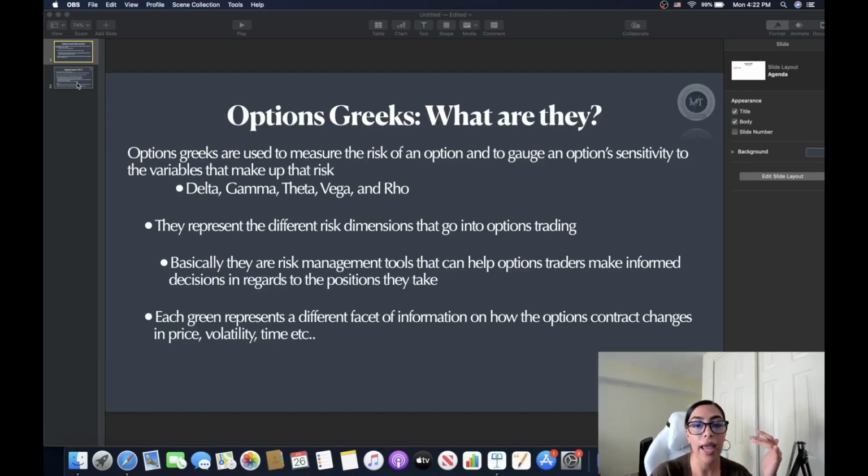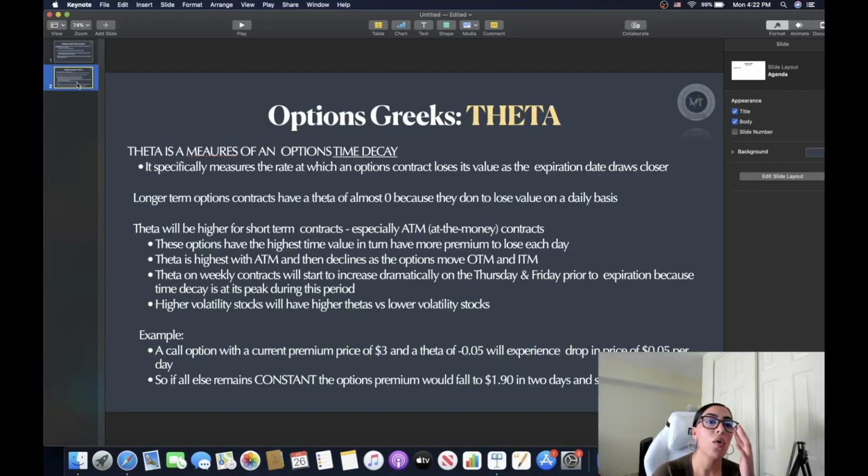All right, so let's go ahead and talk about Theta. Theta measures the options time decay. What this means is the rate at which an options contract loses its value up until its expiration date. Usually, the closer to the expiration date an options contract gets, the more value it starts to lose. The premium is extremely volatile, and you start to lose a lot more on your premium. So as your expiration date draws closer, your Theta increases. And as your Theta increases, that time decay is going to slowly eat up your premium price.